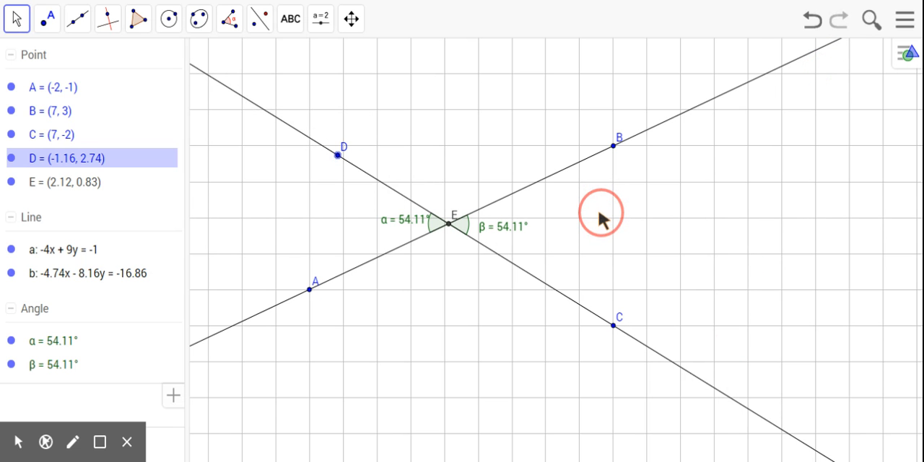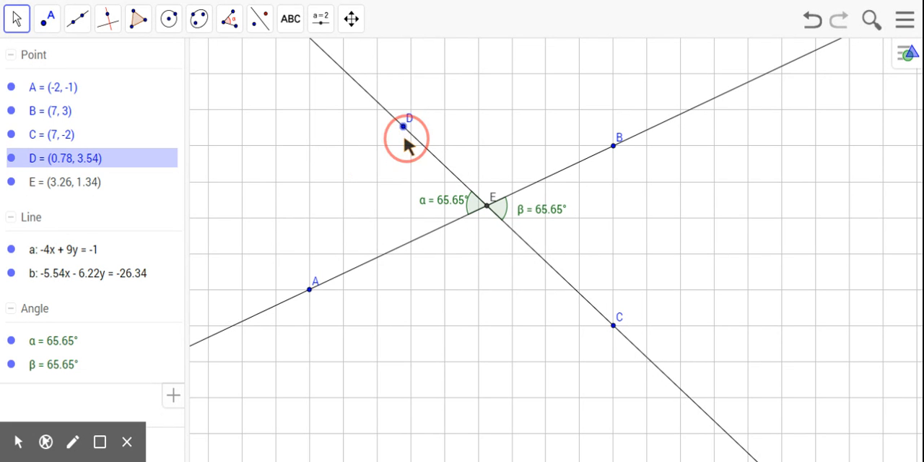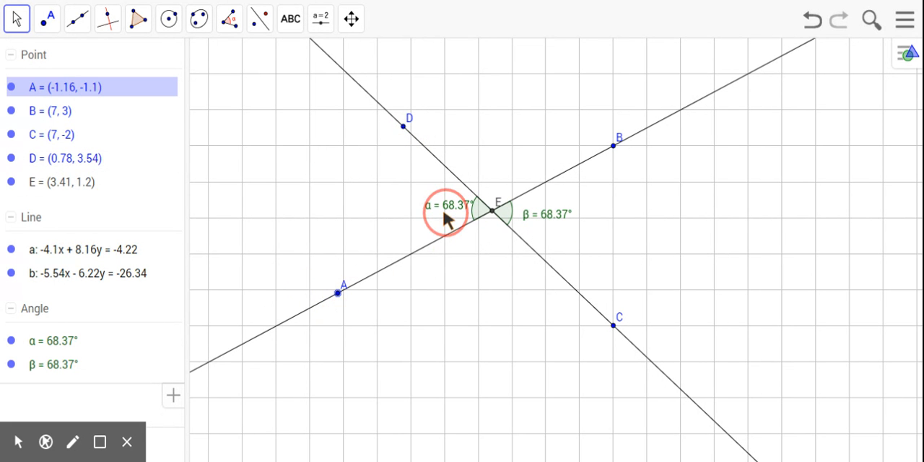Okay, now that you've restarted the video and you've come to some conclusions, I hope that you notice that no matter how you move these points around, even if you move different points, these 2 angles are always going to be the same measure. They're always going to be congruent. These angles are called vertical angles.